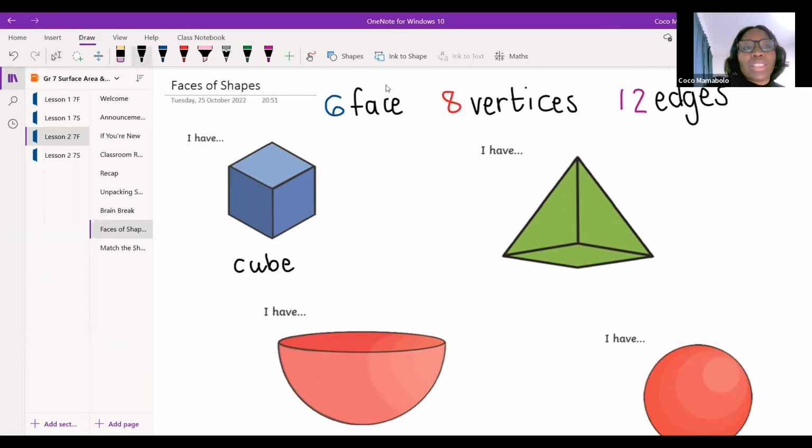Now, what is this shape called? I know Tanweer already put it in the chat. Hopefully you guys didn't see it. Who knows what this shape is called? You can put it in the chat now, Tanweer.